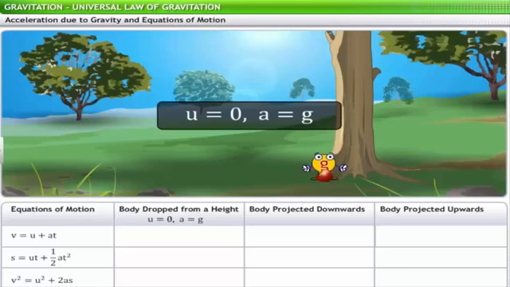Let's consider how the three equations change in this situation. Our first equation is v = gt, where v is the velocity of the dropped body at the end of t seconds. Similarly, the second equation becomes h = half gt square, where h is the distance covered by the dropped body at the end of t seconds. The third equation becomes v square = 2gh, where v is the velocity attained by the dropped body at the moment it covers distance h.